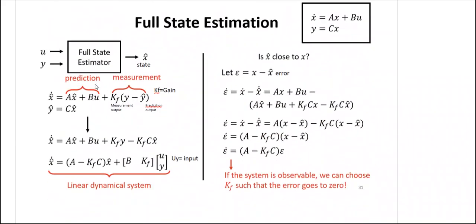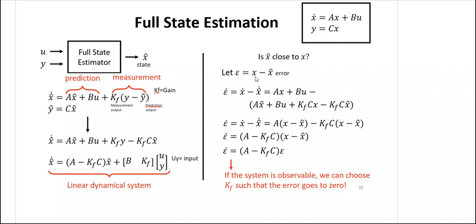Full state estimation. There's a prediction and a measurement, where Kf is the gain. y is the measurement output, and this is the predicted output. You take the difference, multiply it by this Kf factor, and add it to the prediction, and x dot is the state. You go through the full state estimator and solve it, and y is replaced with Cx, and then you get this linear dynamical system where u is the input.